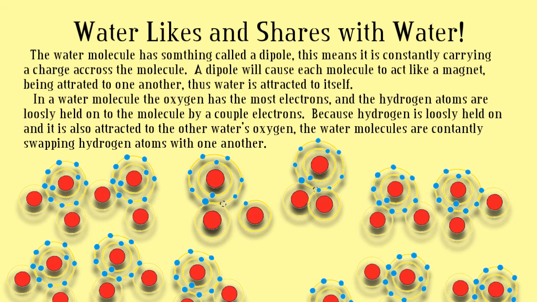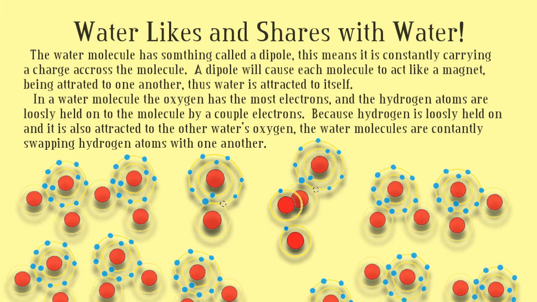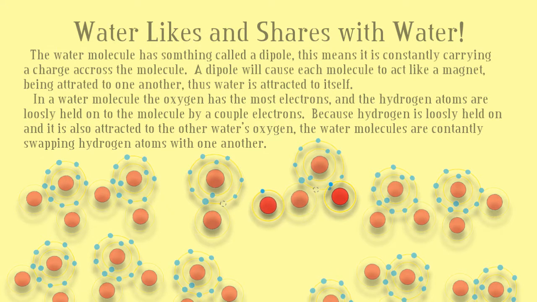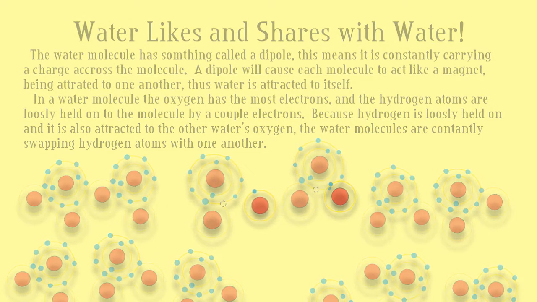In a water molecule, the oxygen has the most electrons, and the hydrogen atoms are loosely held on to the molecules by a couple of electrons. Because hydrogen is loosely held on and it is also attracted to other water's oxygen, the water molecules are constantly swapping hydrogen atoms with one another.